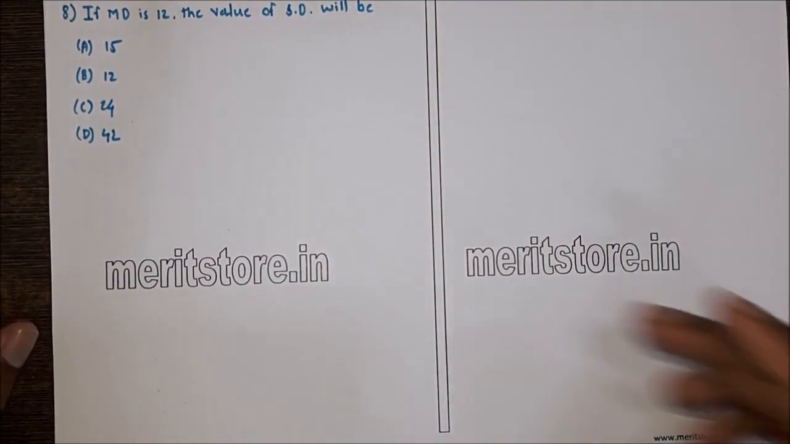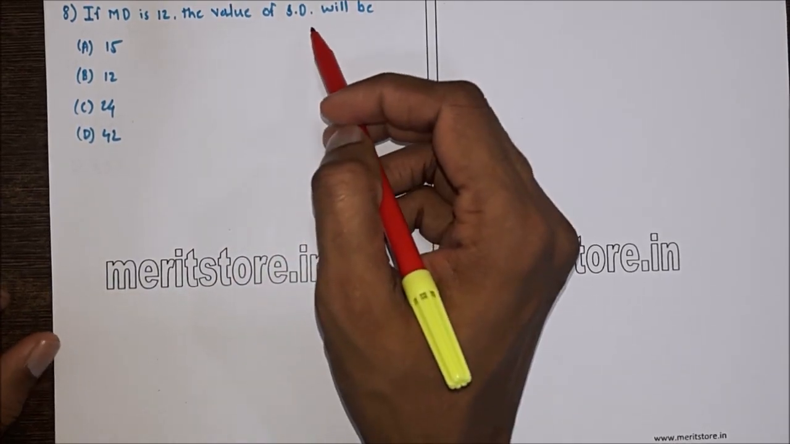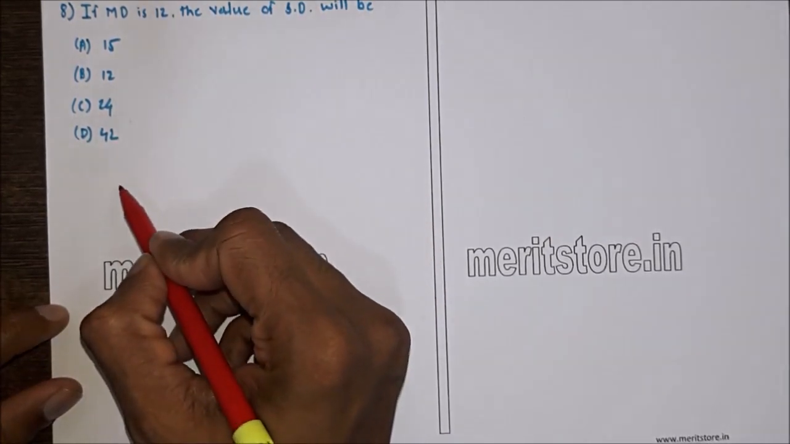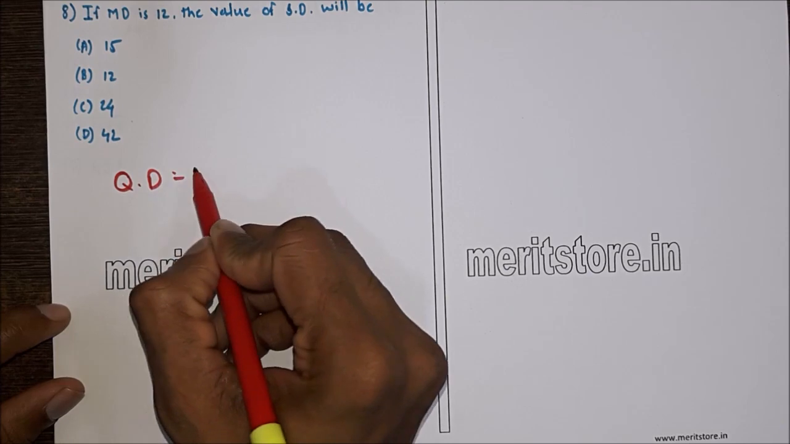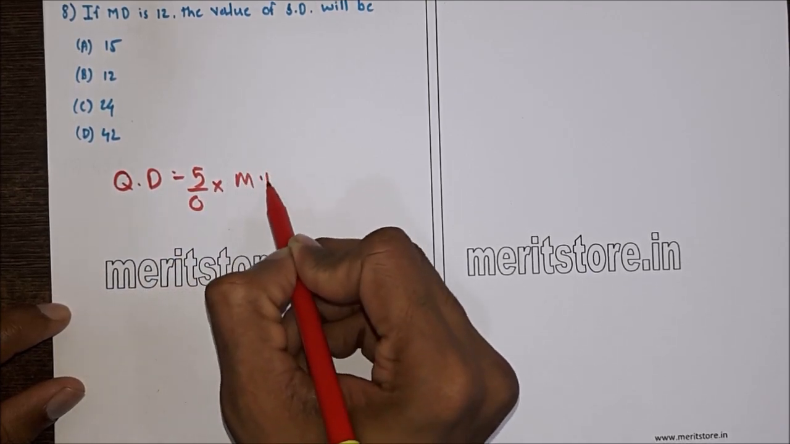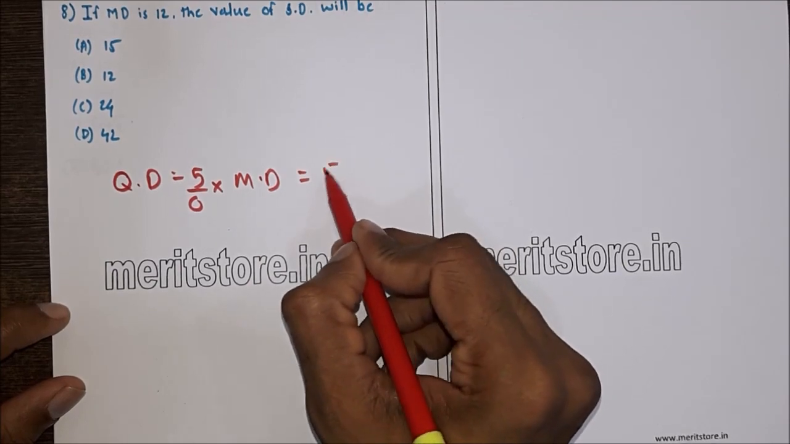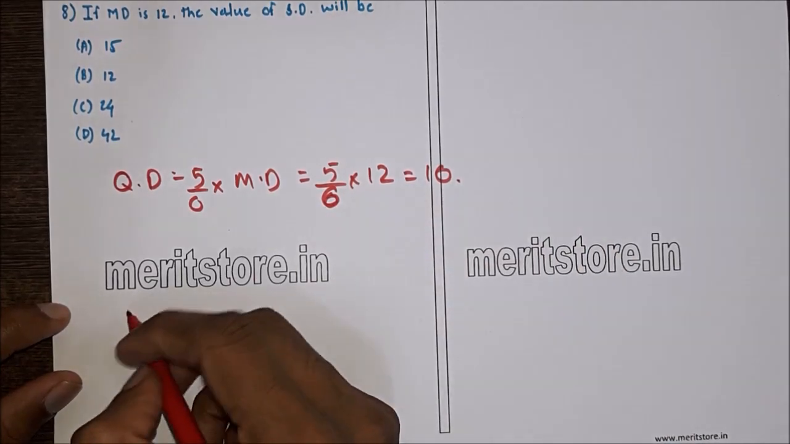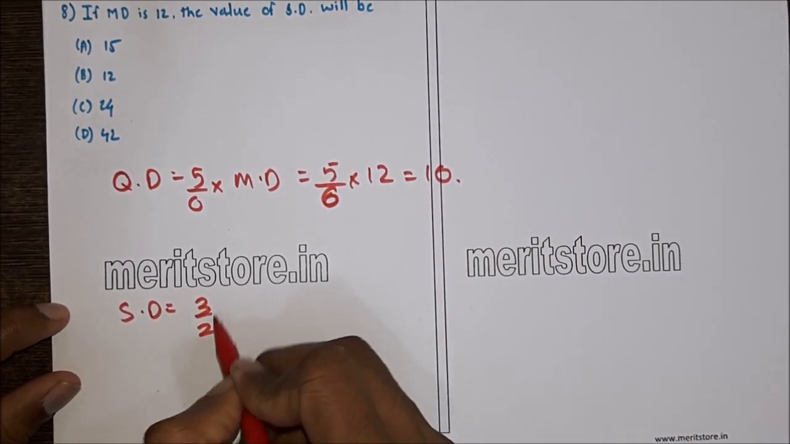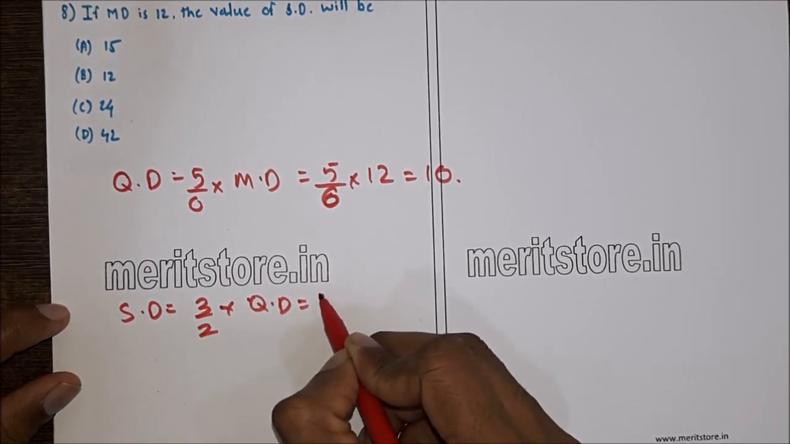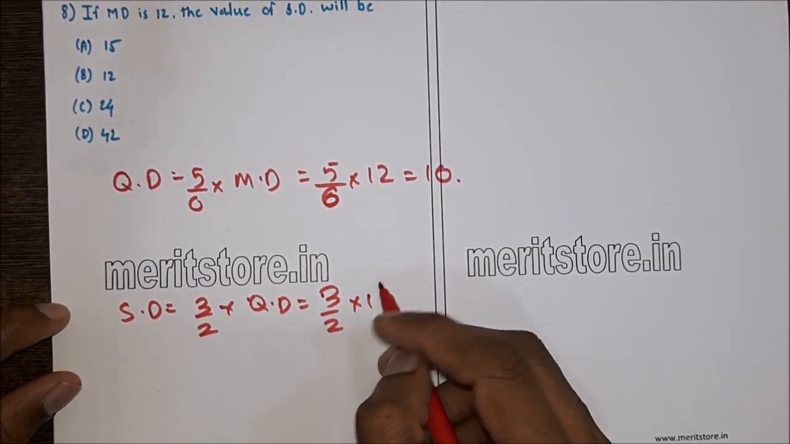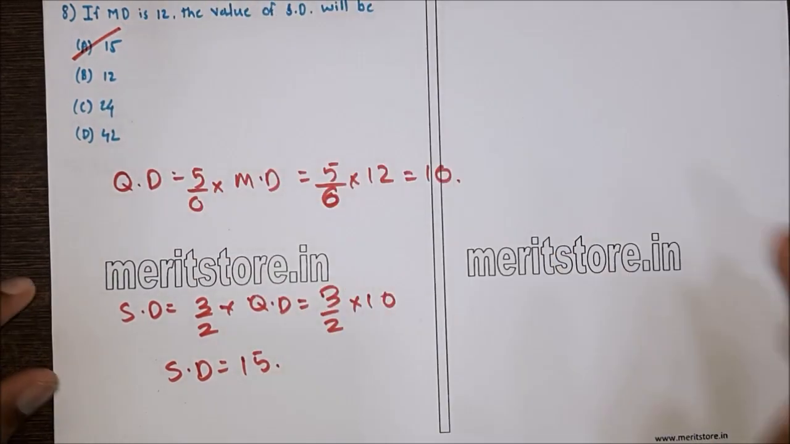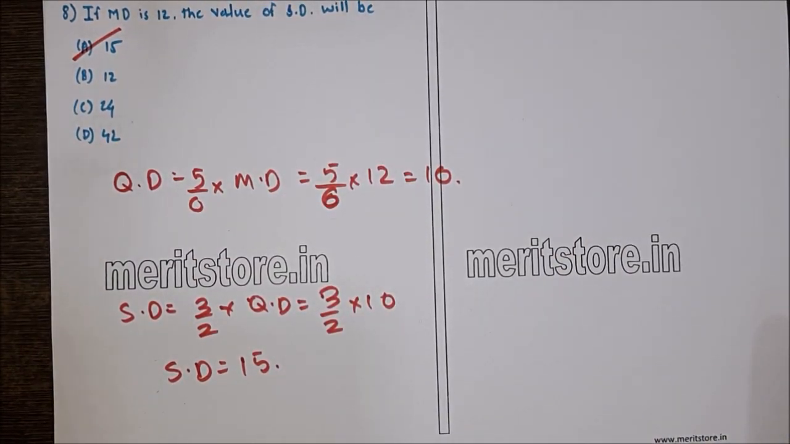Question 8. If mean deviation is 12, then the value of standard deviation will be, we have 4 options, A 15, B 12, C 24, and D 42. We know that quartile deviation is equal to 5 by 6 of mean deviation. We can substitute the value of mean deviation, that is 5 by 6 into 12, which we get as 10. The standard deviation is 3 by 2 of quartile deviation, which is equal to 3 by 2 into 10. Solving this, we get standard deviation equal to 15, which matches with option A. Therefore option A is the correct answer.